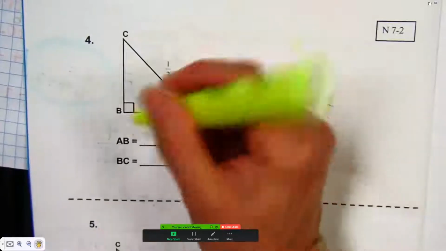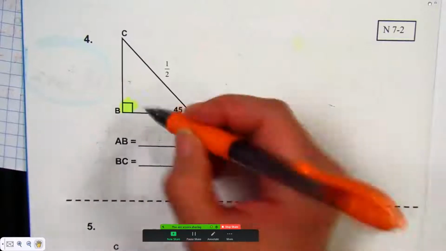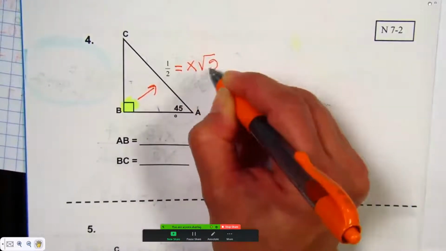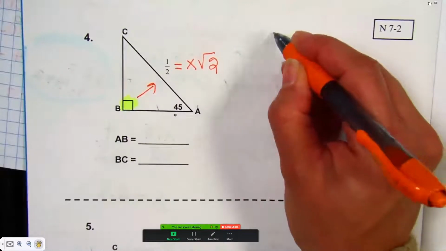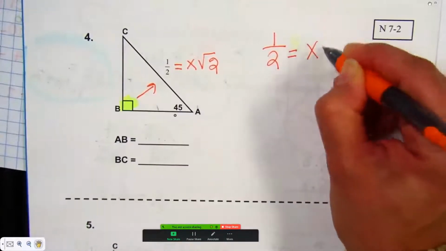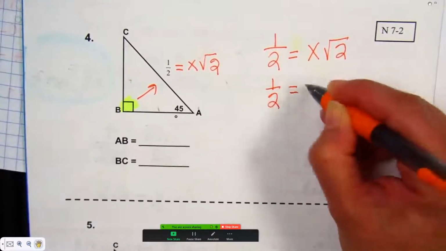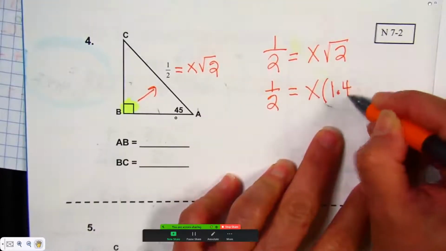I'm going to highlight the square root symbol because I know across from that is x root 2. Okay, let's solve. So 1/2 equals x root 2. Remember, we're not using that root 2 because we don't have the inspires. So we are actually multiplying by 1.4142.